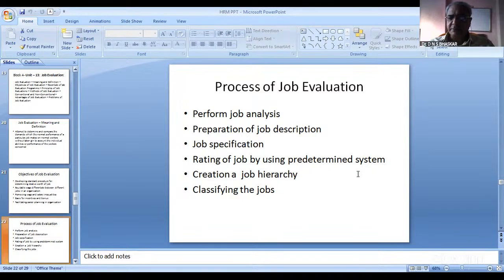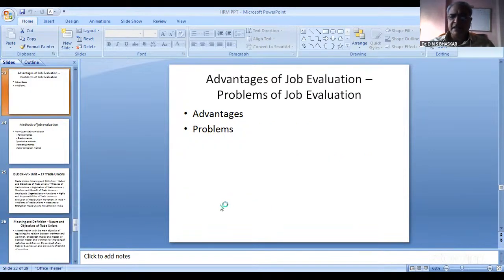Rating of the jobs by using a predetermined system. So rate the jobs by using a predetermined system of factors, and creation of the job hierarchy, and classify the jobs accordingly. These are other important areas in this. Next, there are a lot of advantages and there are also problems. And these problems and advantages are very simple, and you can identify them in the material book also. The advantages are that they provide a basis for fixing of the remuneration, a basis for fixing promotion schemes and all.